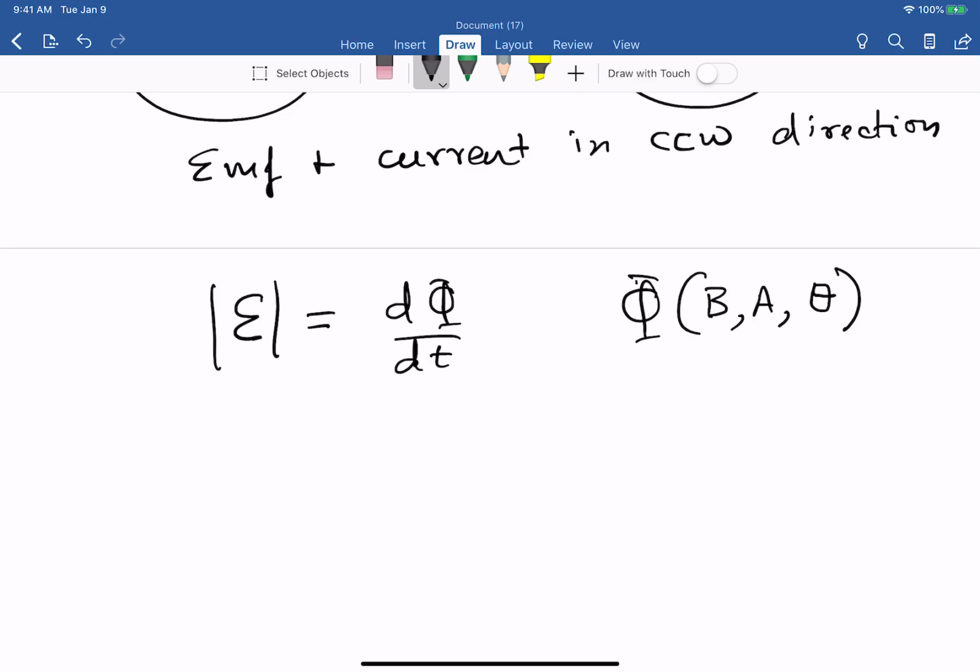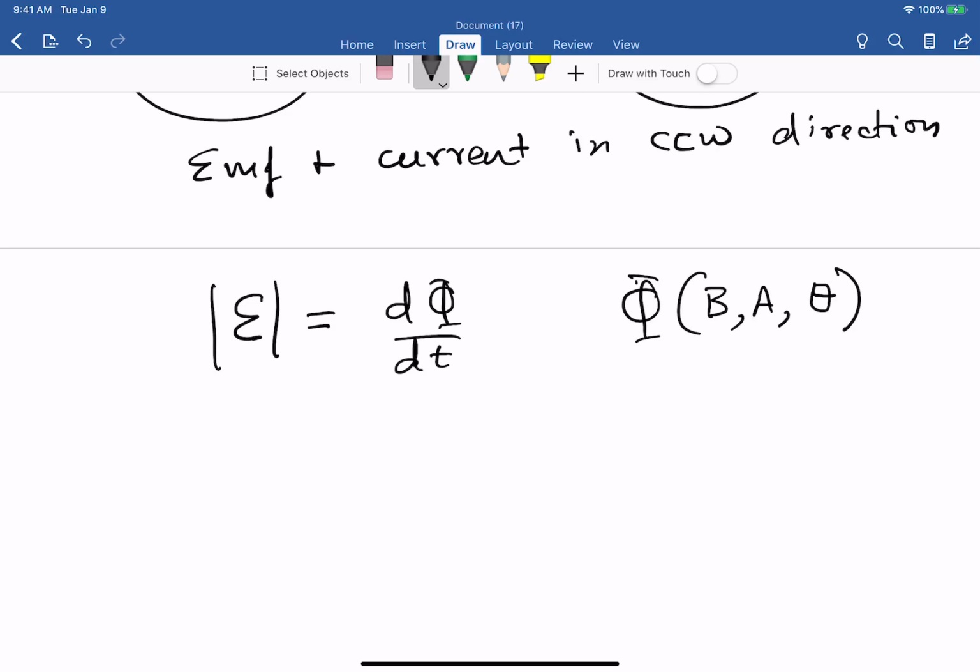So it might happen that the magnetic field is changing, so B is a function of time, and then you take a derivative of that, right? Or A is a function of time, and then you take a derivative of that. Or even theta might be a function of time, so the loop might be rotating, and so you just express the flux as a function of time, and then you just go ahead and take its derivative, and that gives you the EMF.